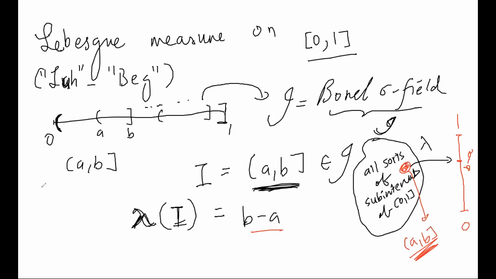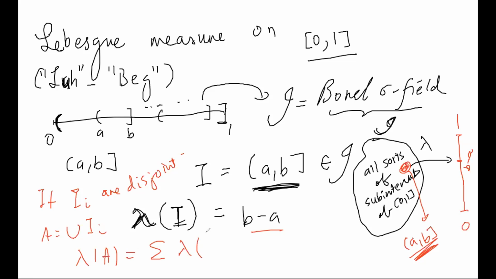All right, and if all your I are disjoint, and your A is the union of all these disjoint intervals, then the lambda of A is basically just the sum of the individual lengths. That will be the sum of b_i minus a_i. Just add up all the lengths. Okay, it's very simple.